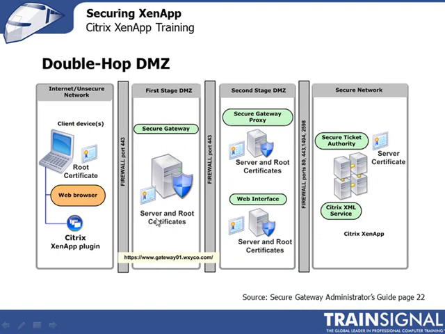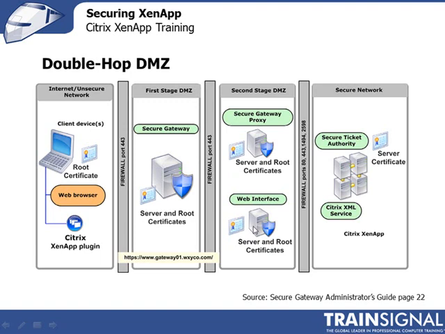Now, the other option would be to have a double hop DMZ, which means the user is connecting first to the Secure Gateway. The Secure Gateway will then hop into another DMZ, go through another firewall, and talk to the Secure Gateway proxy in there, which will then communicate with the web interface and enumerate the resources back and forth. So eventually, when the connection is established, the connection is always going to be proxied through the Secure Gateway. This is the highest level of security you can get.